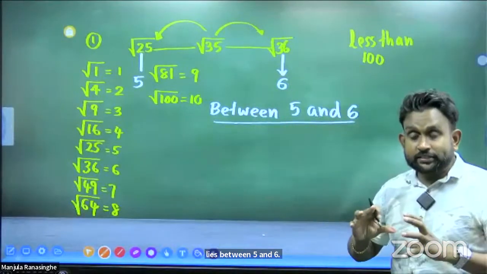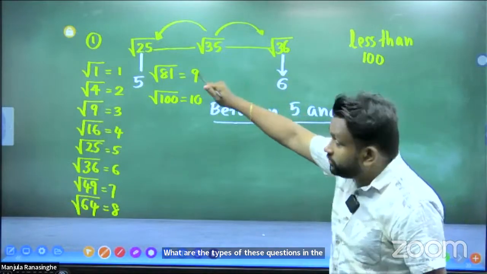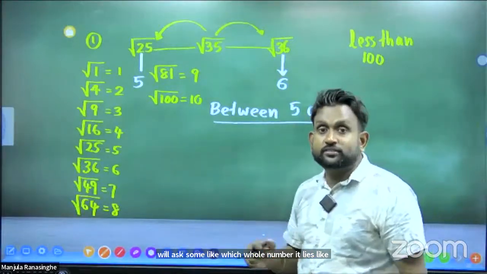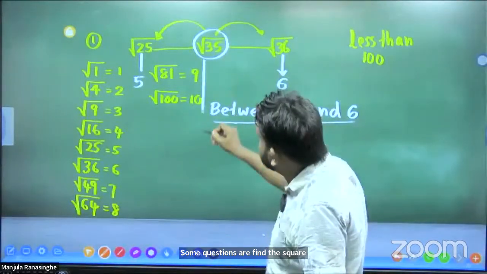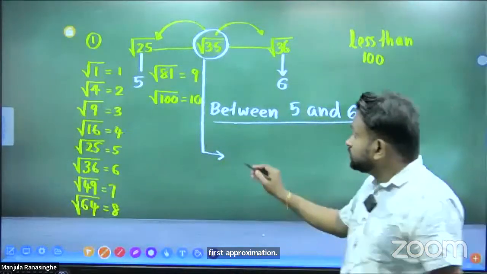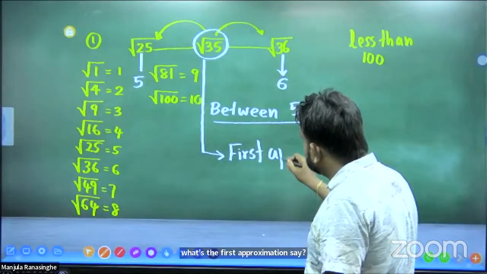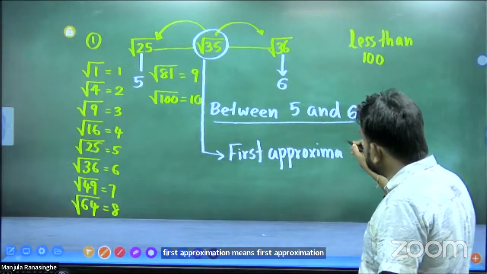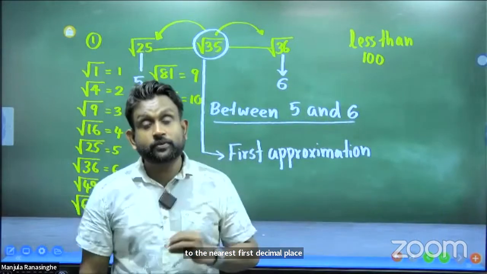So what are the types of these questions in the exam? They will ask questions like which whole numbers it lies between, similar to this one. Some questions ask to find the square root of 35 under the first approximation, but here we didn't find it under the first approximation. So what does first approximation say? First approximation means to the nearest first decimal place.